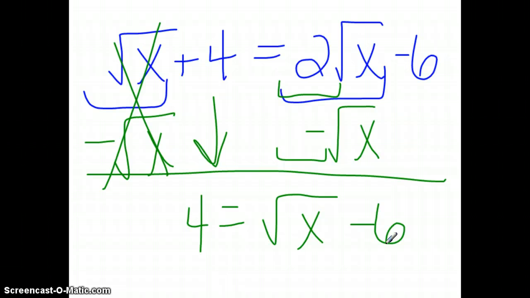Okay? Now, if you ended up with something like root 2 equals root 4, you know that that's never ever going to work, and your answer would be no solution.